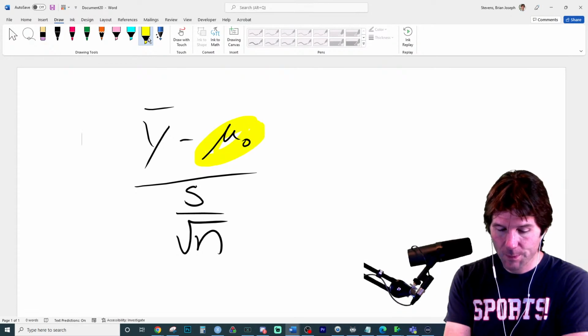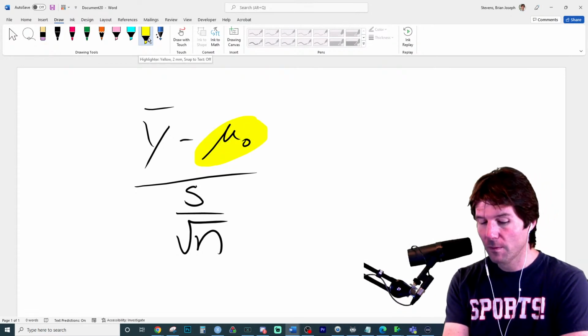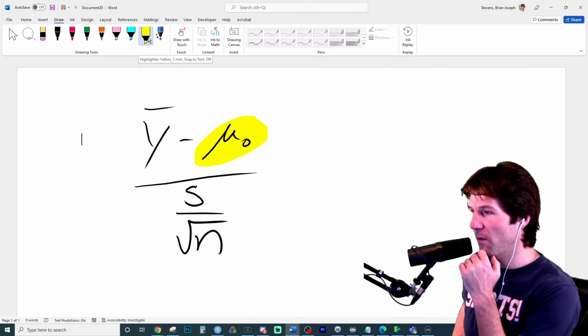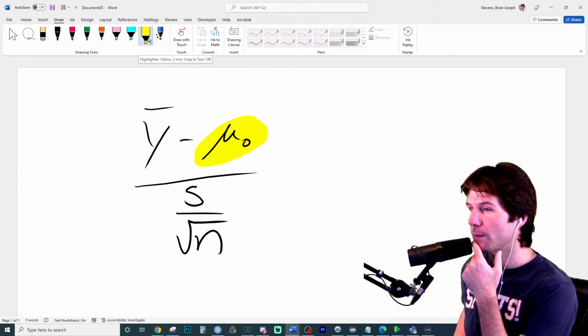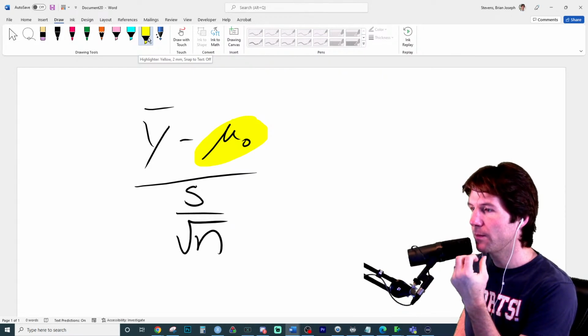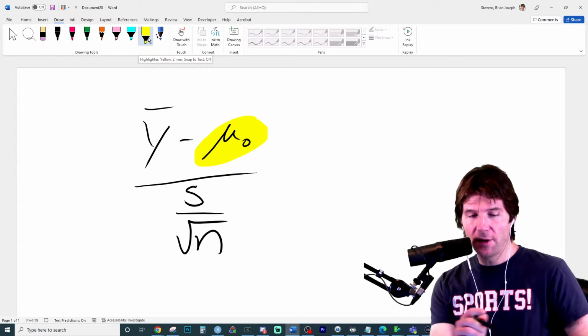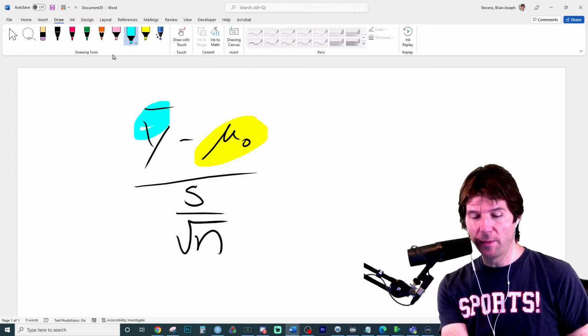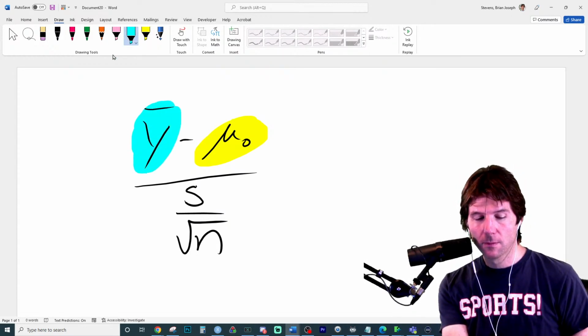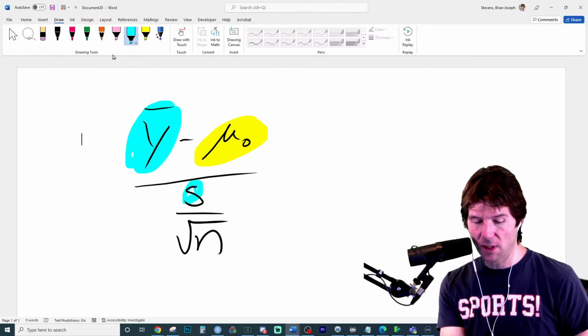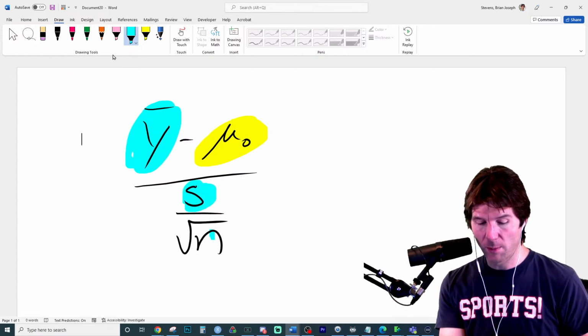S over square root of n. What is this? What does that value mean right there? What is that value? So we have here the sample mean. We have here the sample standard deviation, the sample size.